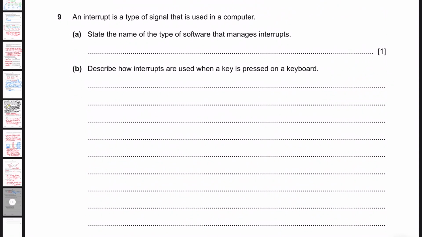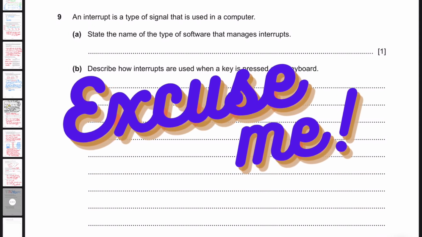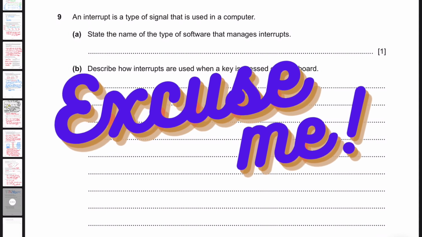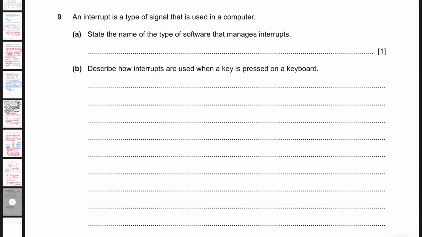So an interrupt is a type of signal that is used by a computer. Okay, well, what is an interrupt? Well, imagine you're playing a game on your computer and you suddenly press a key on your keyboard. When you press the key, it's like sending a message to your computer saying, hey, I need your attention now. So your computer receives the message, which we will call an interrupt.